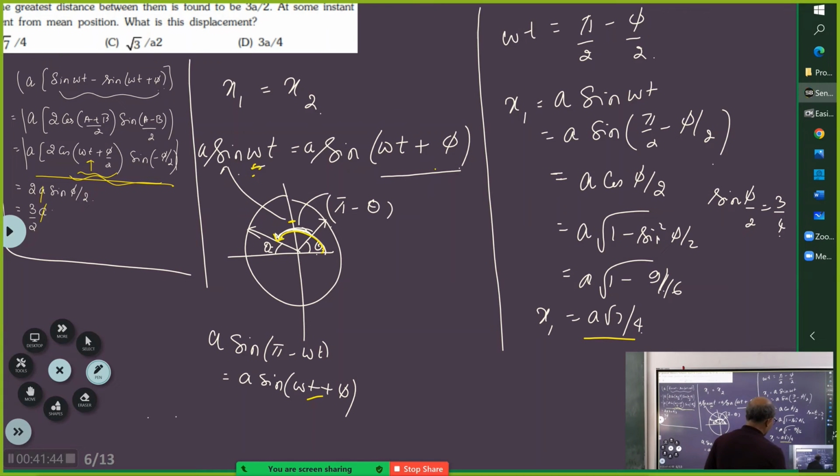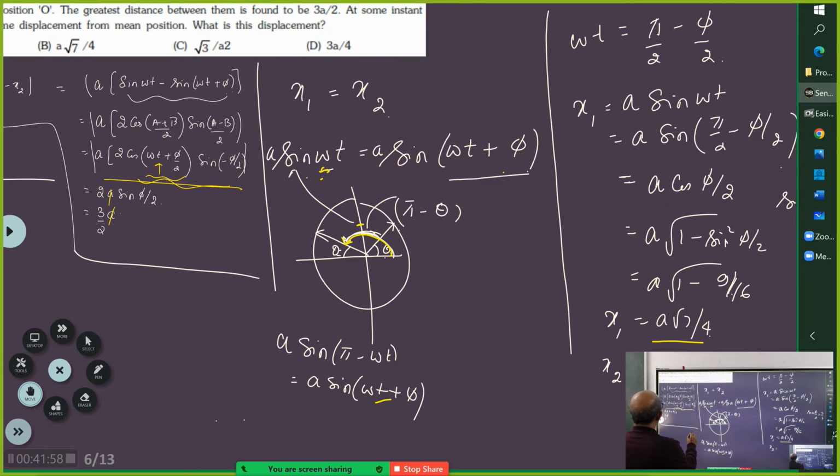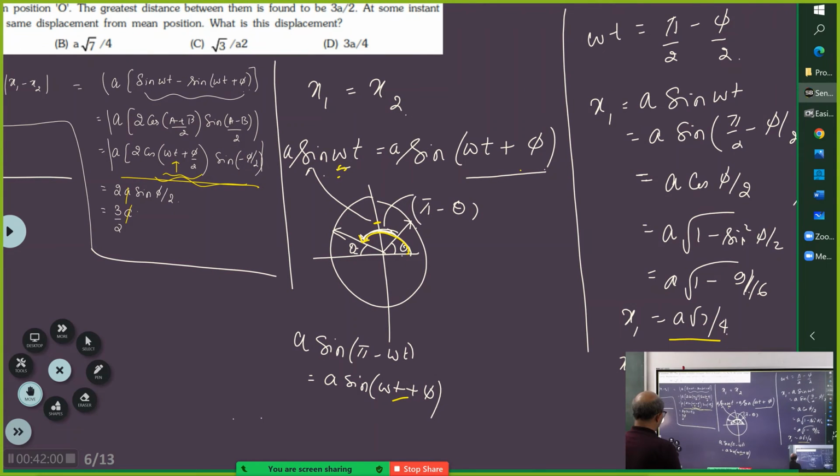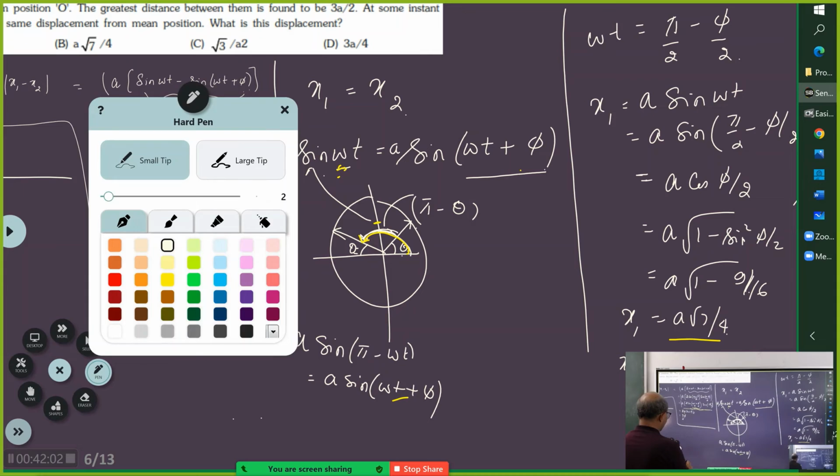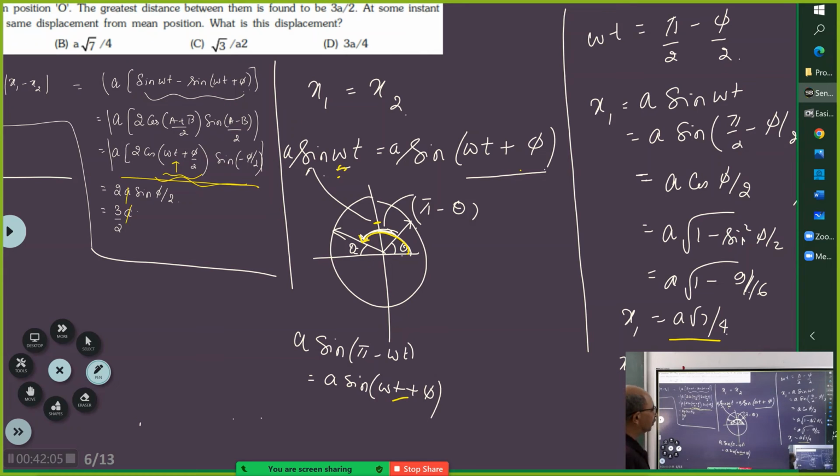So this is x1, and x1 is equal to x2. So this is the displacement when both the displacements are same. We have this expression here. We have got option B. Let me check the option. For which sum is this? Sixth one. B is the option.